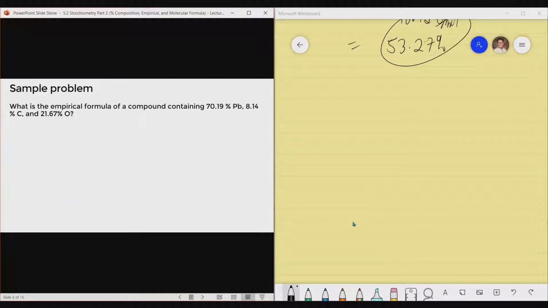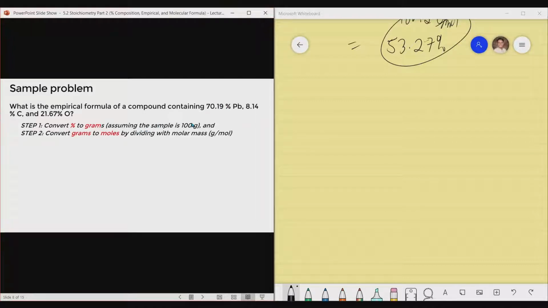Sample problem. What is the empirical formula of a compound containing 70.19% lead, 8.14% carbon, and 21.67% oxygen? So, let us follow the steps. Step number 1, convert percentage to grams, assuming the sample is 100 grams. So if the given is percent composition, we proceed with step number 1. Dahil percentage yung mga yan, i-assume po natin na yung buong sample ng compound ay 100 gramo.